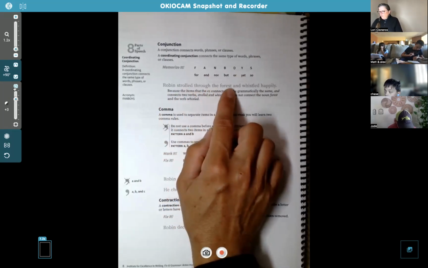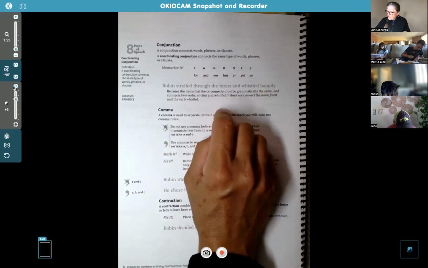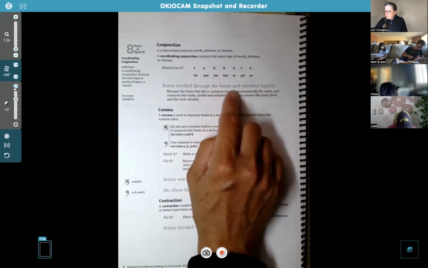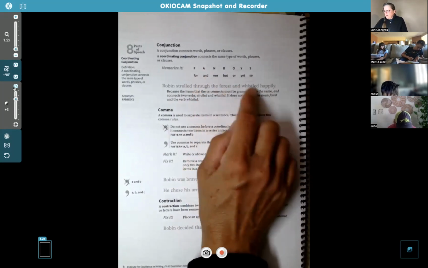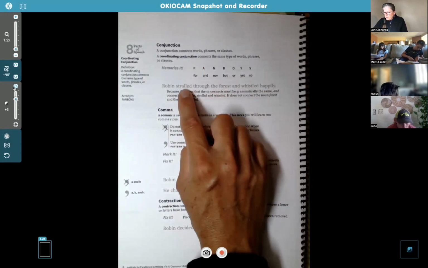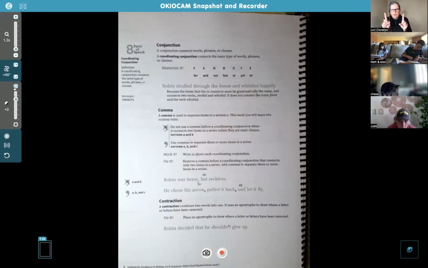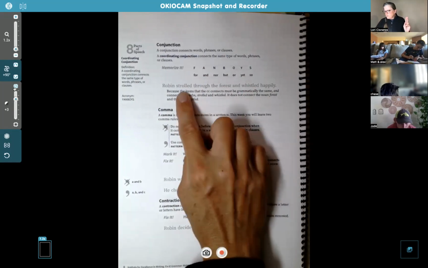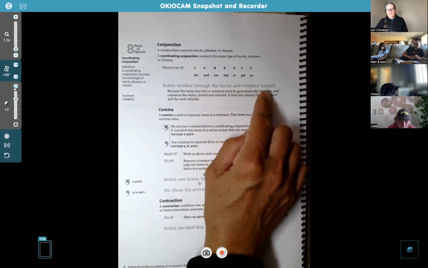"Robin strolled through the forest and whistled happily." The conjunction in this sentence is and. Like in FANBOYS, it's the A, and it's connecting how he strolled and whistled. Even though those words are not right next to each other, that's what the word and is connecting. It's two different verbs. He strolled through the forest and whistled happily.